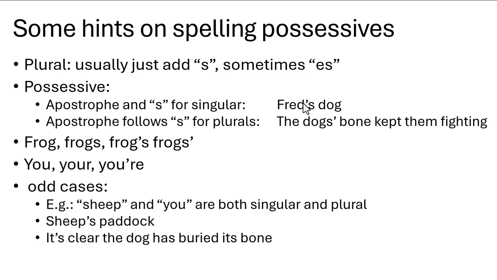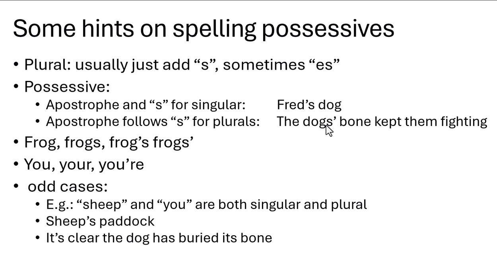And so we talk about Fred's dog. Fred is the person who owns the dog. It belongs to Fred, so we add the apostrophe S to Fred's name to denote that it's the dog belonging to Fred. If we have more than one, a plural noun, like dogs, we put the apostrophe after the S. There's a certain logic to that, because the S tells us that there's more than one dog. The apostrophe denotes the possession.